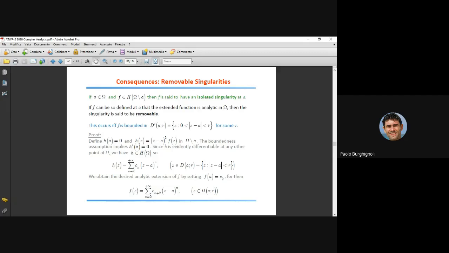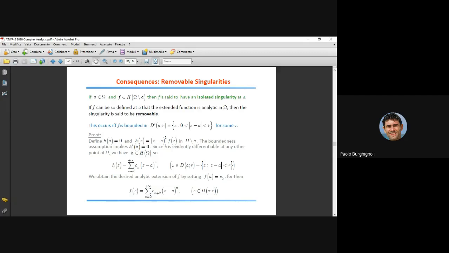So what happens in the neighborhood of such an isolated singularity? Well, the nicest thing that can happen is that the function f can be defined also at this singularity in such a way that this extended function is analytic in the entire domain omega. In this very lucky situation, the singularity is said to be removable, basically because by an extension of the definition of the function, you can remove it and get an analytic function in the totality of the set omega.